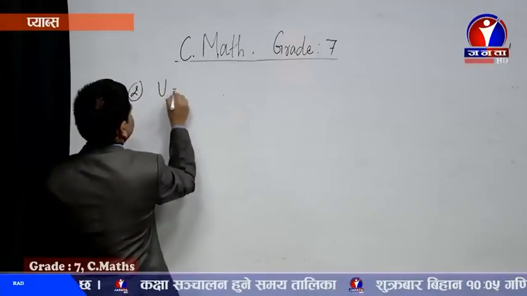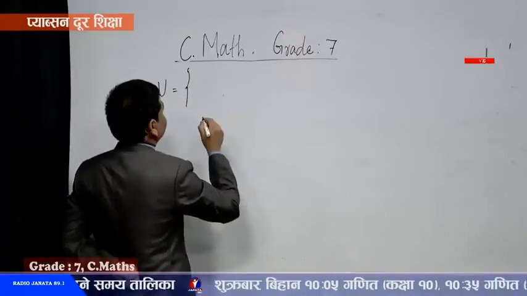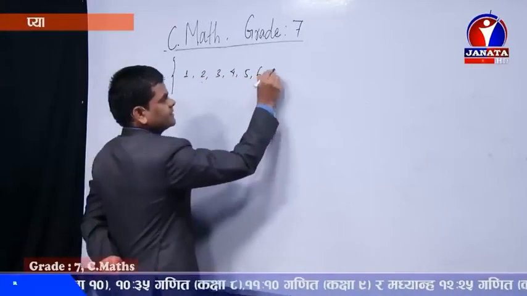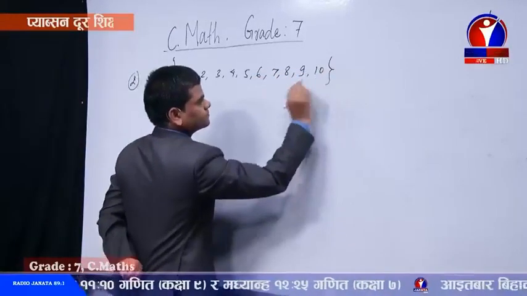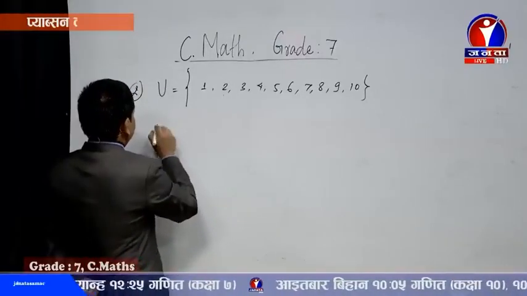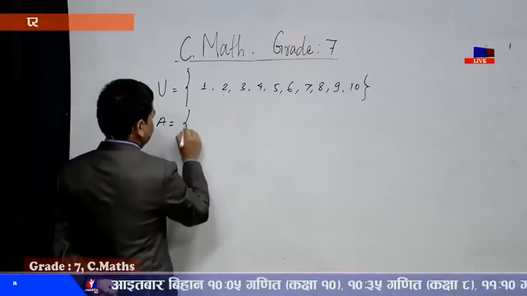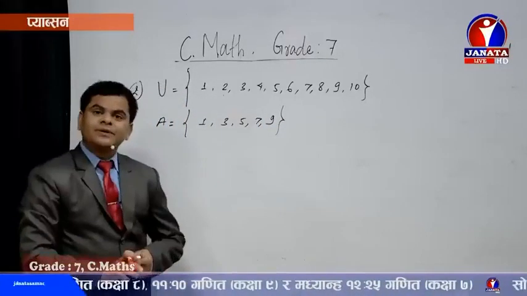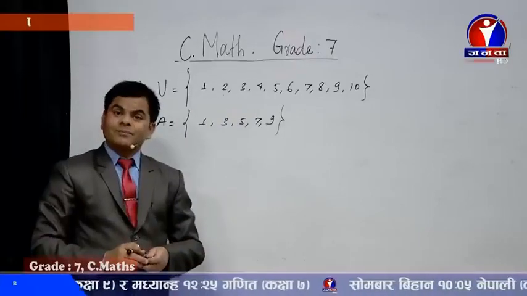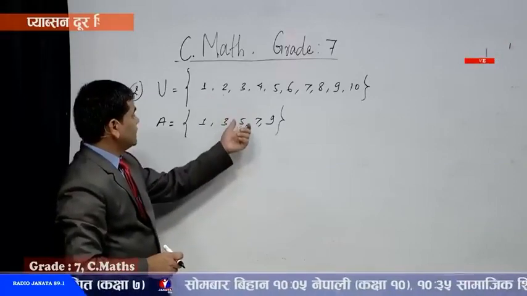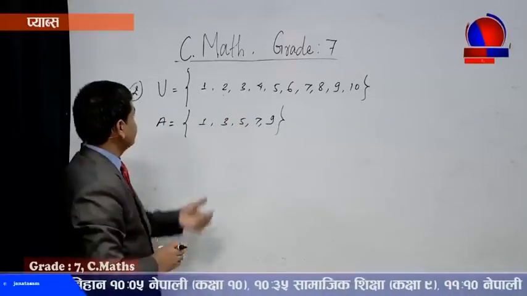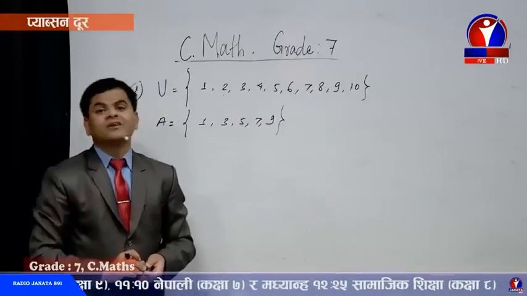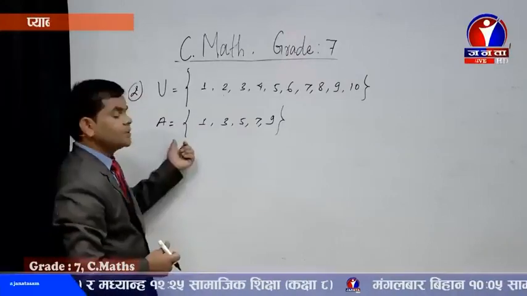Now let's take another example. Example number 2. Universal set. Let's take some countable numbers, the natural numbers: 1, 2, 3, 4, 5, 6, 7, 8, 9, and 10. Let's take set A as 1, 3, 5, 7, and 9. It should not cross the limit of the universal set. While preparing a subset of the universal set, we must be careful so that the elements of the subset won't exceed the limit of the universal set, because the universal set always contains the maximum number of elements in comparison to its subsets.